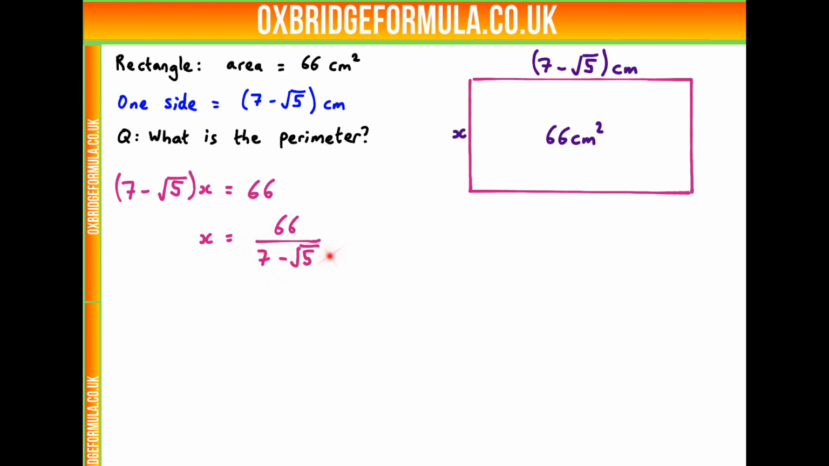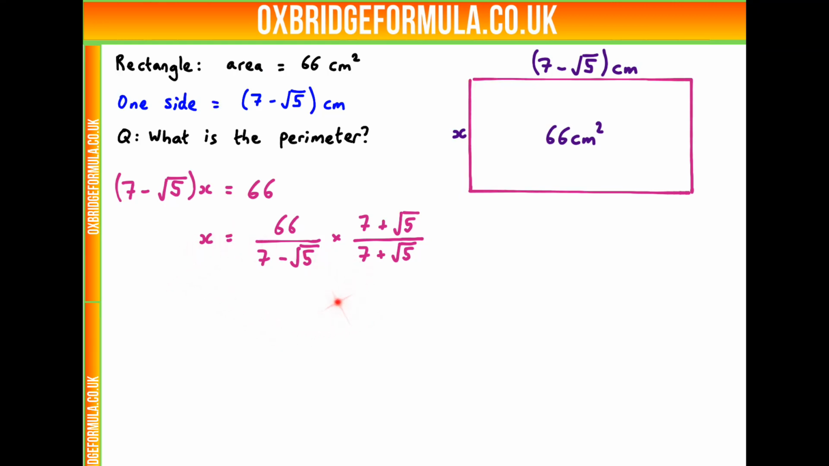Well, we can times this whole thing by 1, but the way that we do that to get rid of this surd is to take the denominator, repeat it, but change the minus to a plus, or vice versa. And if we times all of this by 7 plus root 5 over 7 plus root 5, this will eliminate the surd on the bottom, which is what we want. So let's do that.